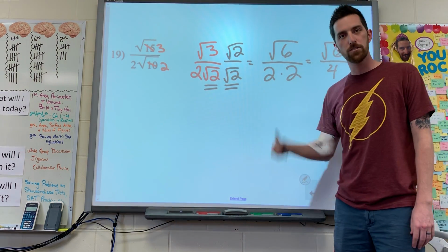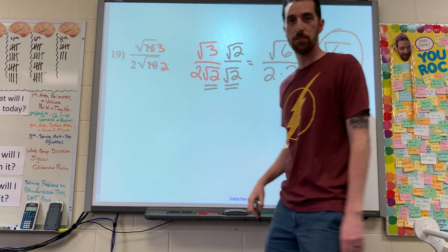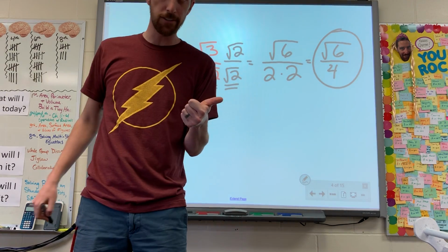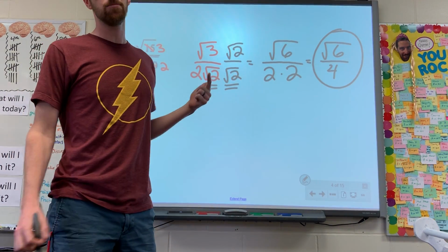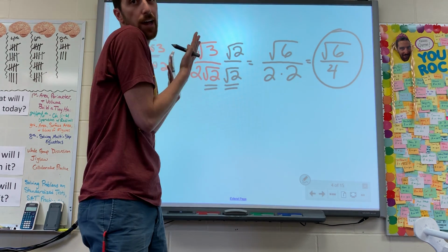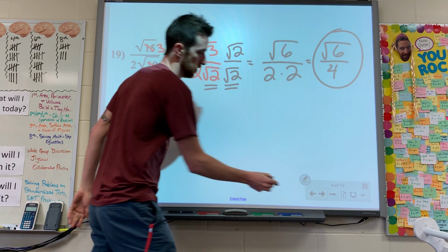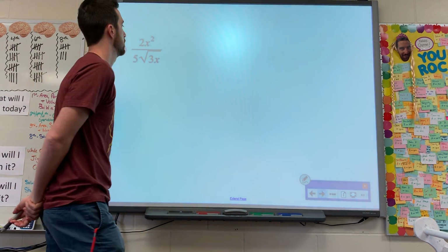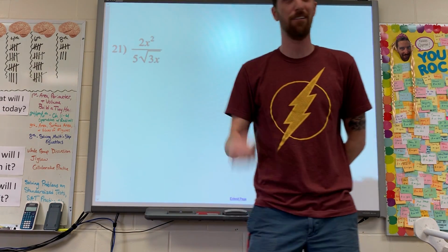Are there any perfect squares in 6? Nah. So, remember the 3 things to always look for. No radicals in the denominator, no perfect squares, and then make sure you can't simplify anything outside of the radicals. I think I got one more for you. Number 21.